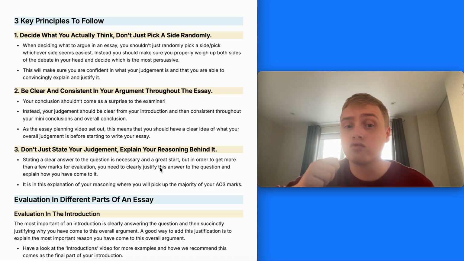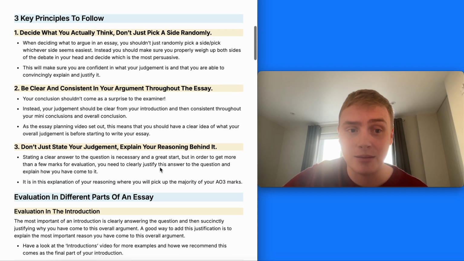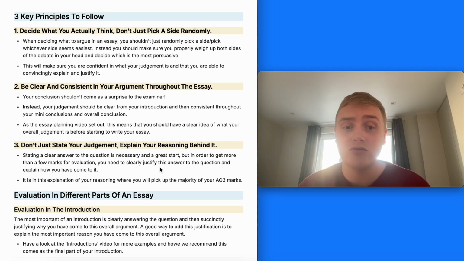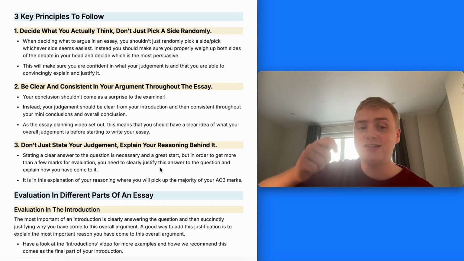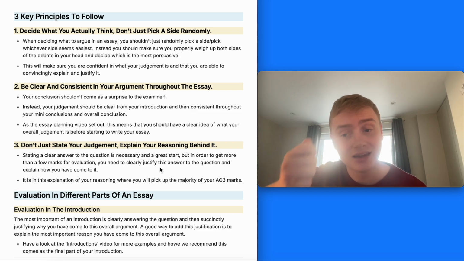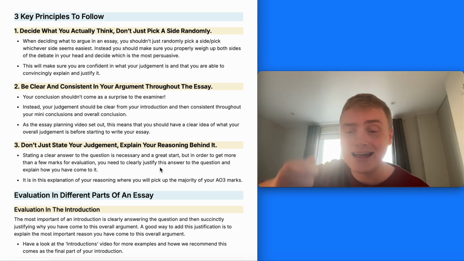Secondly, you need to be clear and consistent in your argument throughout your essay. Your conclusion really shouldn't come as a surprise to the examiner. Instead, your judgment should be really clear from your introduction and then consistent throughout your mini conclusions and your overall conclusion. As the essay planning video set out, this means that you should have a clear idea of what your overall judgment is before starting to write your essay.